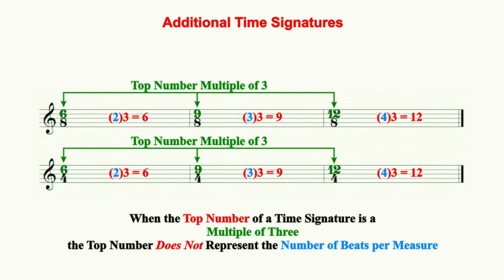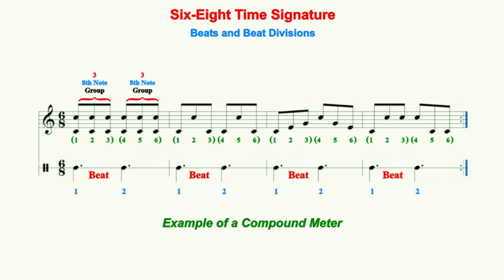But things get a little out of the ordinary here, and reading time signatures having top numbers that are multiples of 3 becomes a little more involved. Let's take a closer look at these time signatures to see what's really going on. Start with the 6/8 time signature. Listen to the pattern shown in the illustration.